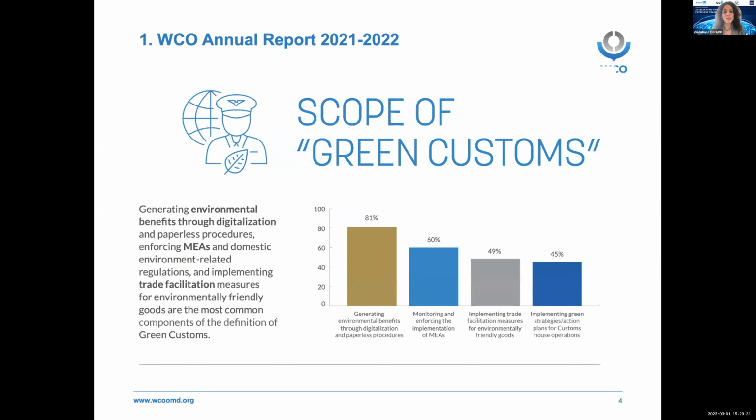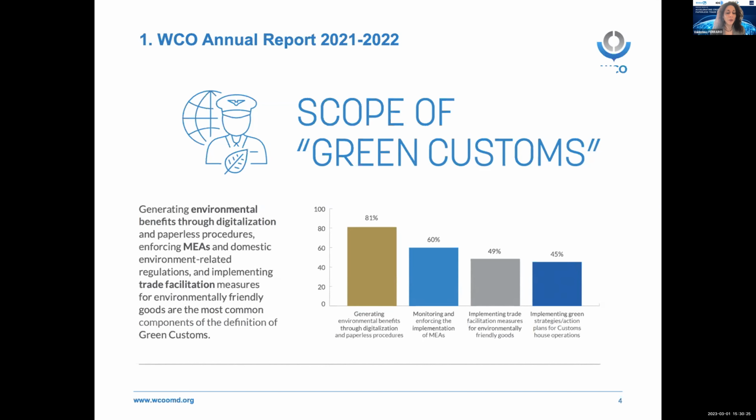First of all, let me introduce you to the scope of green customs. What do we mean by green customs? What do customs mean by green customs? In order to do so, in the last annual survey from the WCO that you can find on the WCO website, we have asked this question to customs for the first time. Now, the WCO has a long-standing environmental program, and we already are participating with other international organizations that are dealing with the green goals. However, for the first time, we asked these questions to customs. And the answer was that the first meaning that customs give to the scope of green customs is generating environmental benefits through digitalization and paperless procedures.